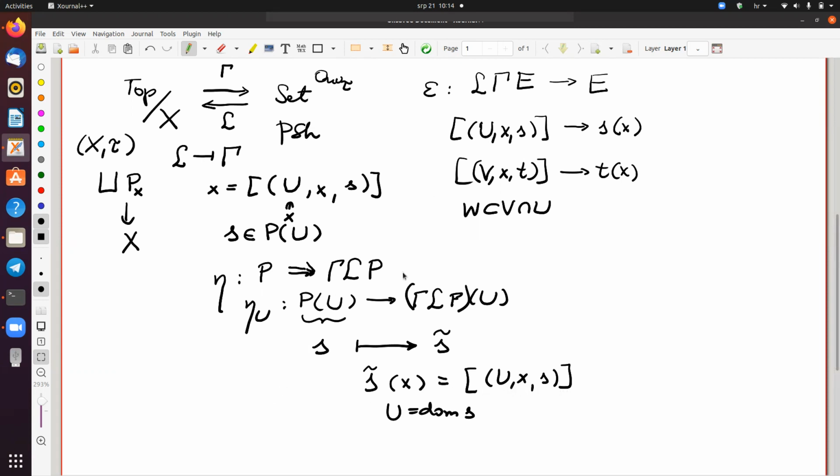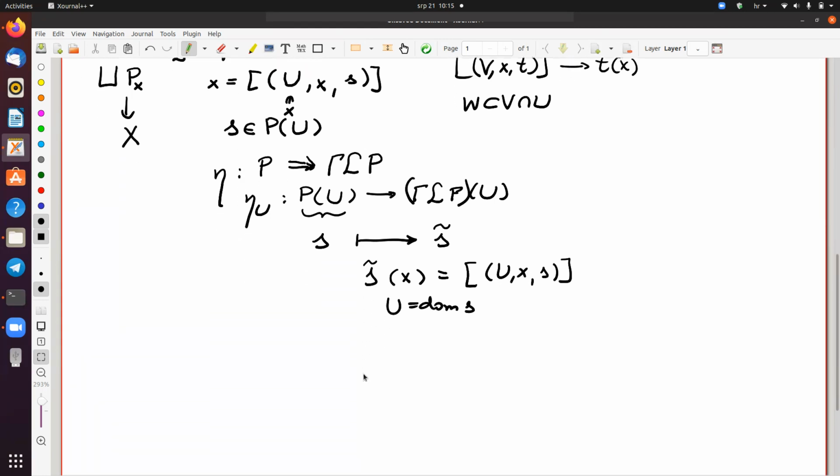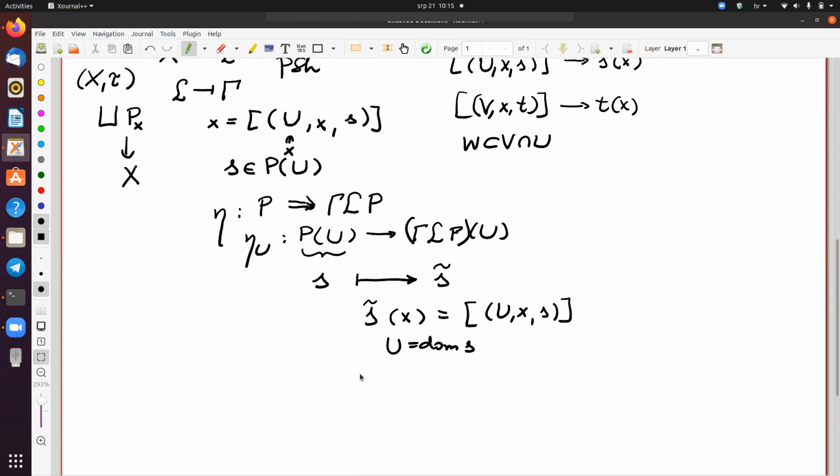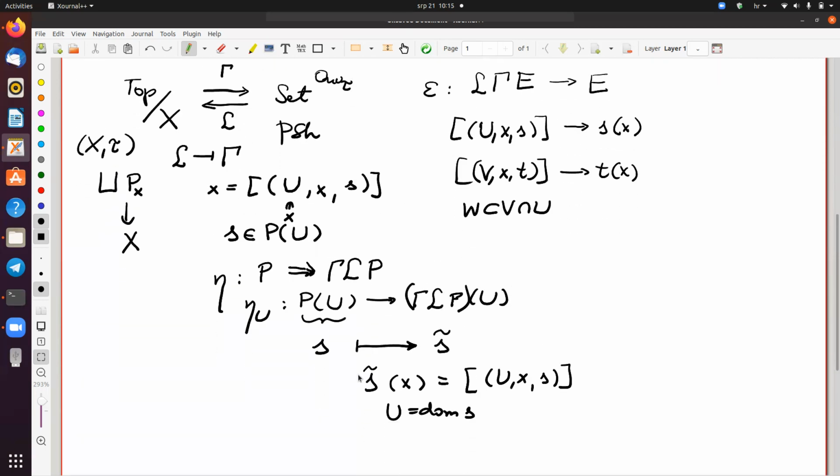It's the same germ. And with these two guys, you have the usual situation that the triangle identities hold and that you have an adjunction.